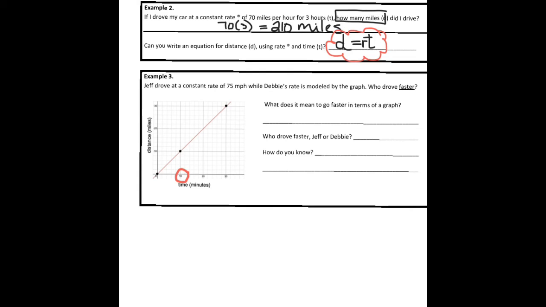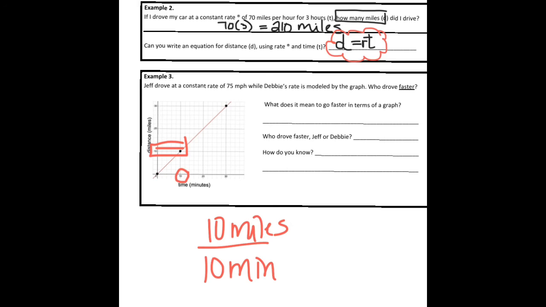Jeff drove at a constant rate of 75 miles per hour, while Debbie's rate is modeled by the graph. When I look at the graph, I see that in 10 miles, Debbie was able to travel 10 miles in 10 minutes, which means that she's traveling 1 mile every minute.